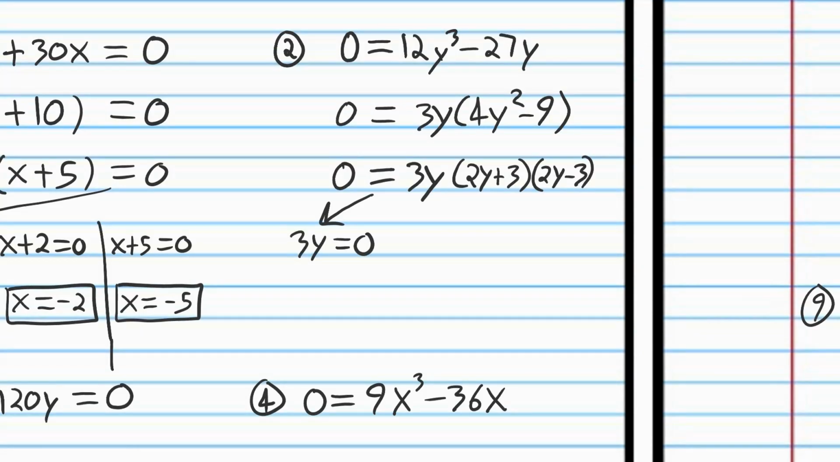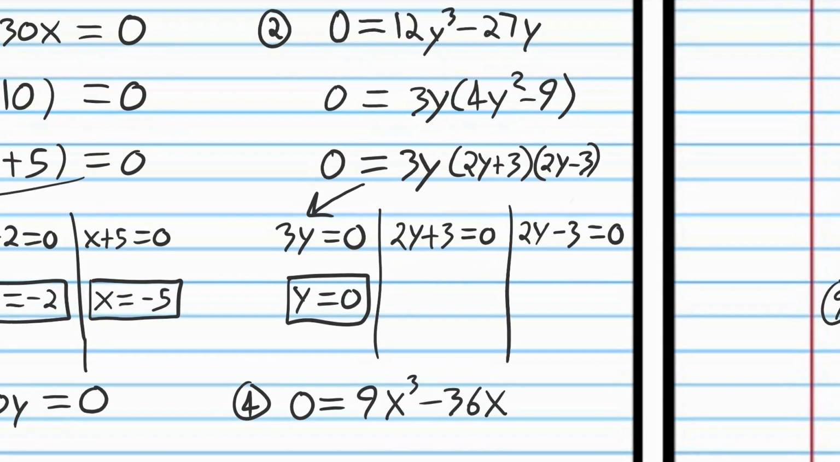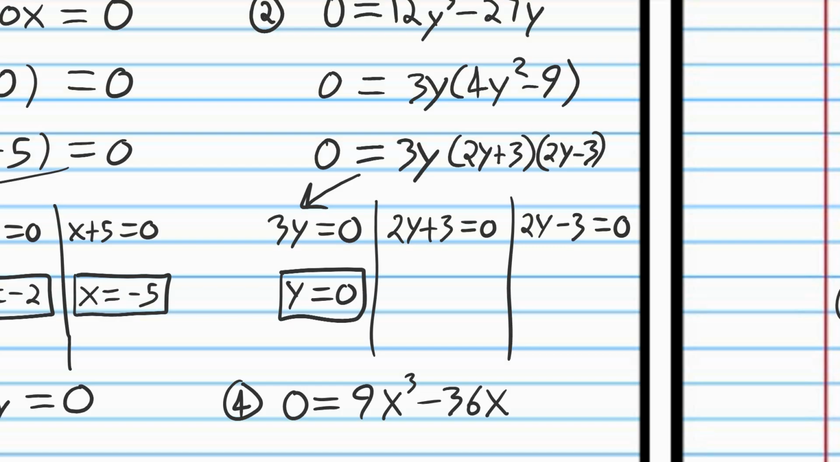3y can be 0. 2y plus 3 can be 0. And 2y minus 3 can be 0. And I'm going to divide both sides by 3, and we get y equals 0. That's one of the answers. And I'm going to do 2 steps at once. I'm not going to show the steps. I'm just going to show the result after performing the 2 steps. I'm going to subtract 3 from both sides, and then I'm going to divide by 2. I divide both sides by 2, so I get y is equal to negative 3/2. And over here, I'm going to get y is equal to positive 3/2.